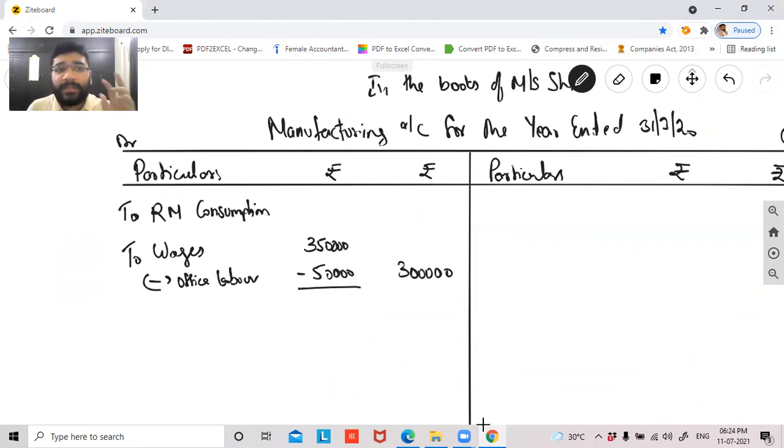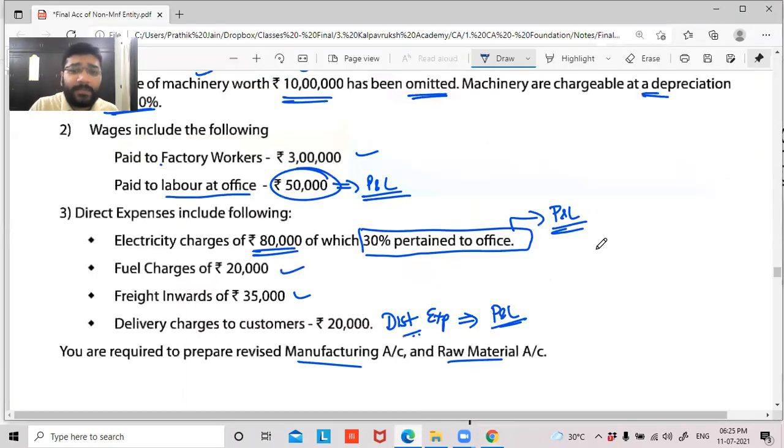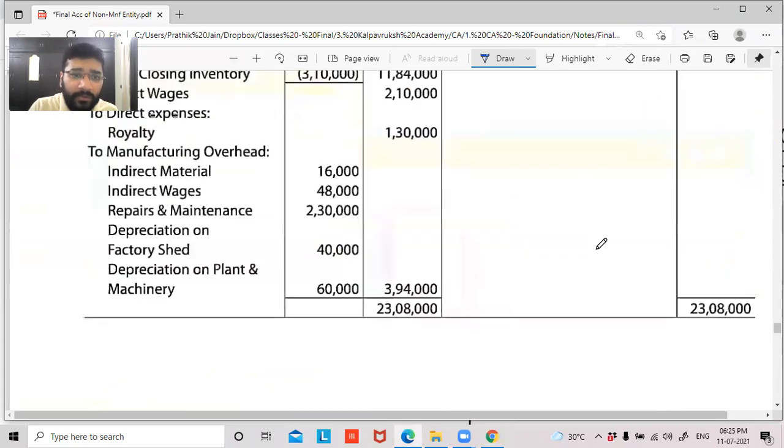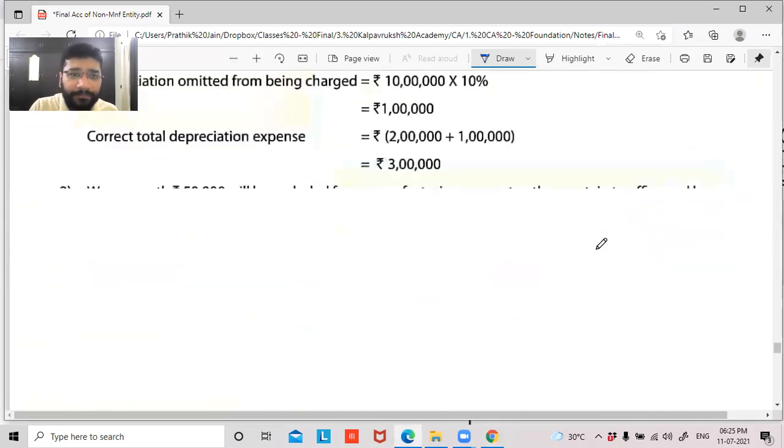Guys, total wages that is accounted in the manufacturing account is 350. In that 3 lakh pertains to the factory and 50,000 pertains to the office. So guys, all the expenses related to administration of the business have to be recorded in my P&L account. So I'll minus it from the factory, that is the manufacturing account, and I will add it to the P&L account. That's what we've done. So guys, you can do it like this also, or in the textbook, what they've done is they've given a separate working note. You can do it like that also. It is up to you, not a problem.